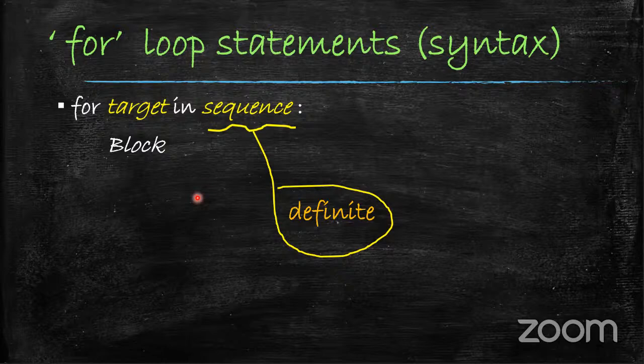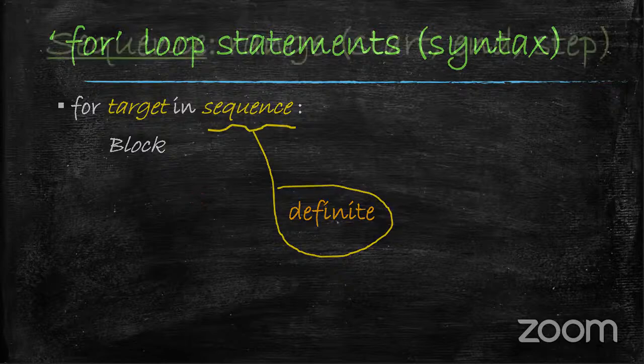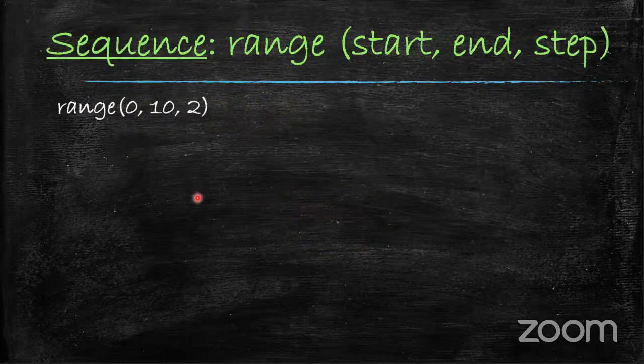Now let's see how to create a sequence. A sequence can be created by a simple command called range. Okay, so range has 3 inputs: start, end, and step. So the first element is start, the second element is end, and the third element is step. Let's take an example.